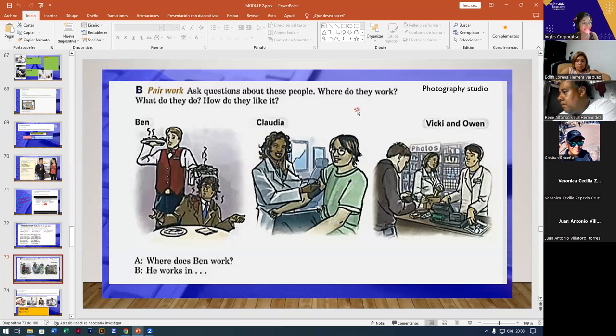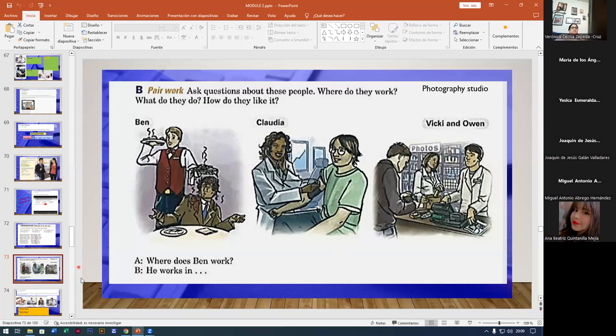Edith? Restaurant. In a restaurant? Excellent. Rene? In the park. Yeah, that's true. Christian? Another place where people can work? Christian, are you there? Veronica? Veronica Cepeda? Hospital. In a hospital, excellent. Juan Antonio? In the pharmacy. Oh, in the pharmacy, that's another place. So they are very common places where people can work.